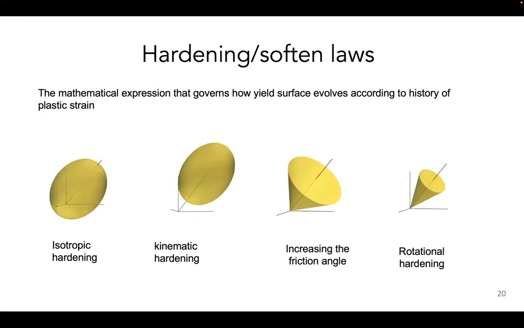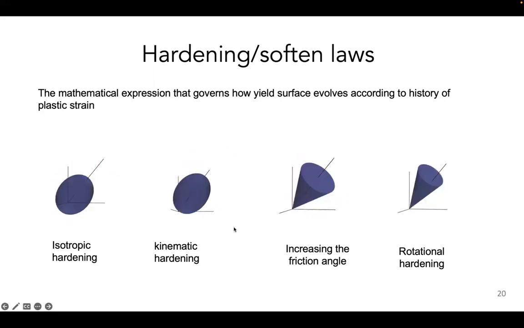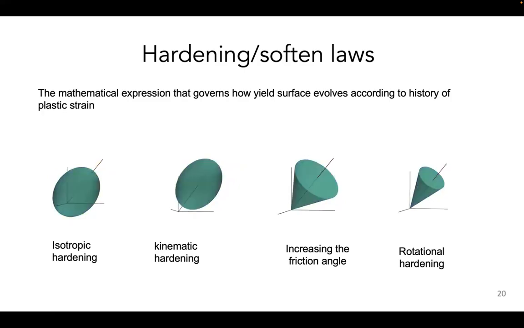If I actually load it in the tensile direction, next time I would have a premature yielding in the compaction direction. Or I can increase the yield friction angle. I can rotate it, etc., etc. You can find tons of it. Just type hardening law for plasticity.